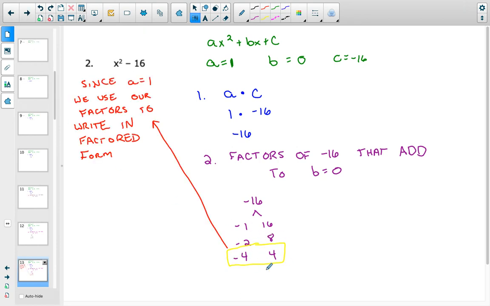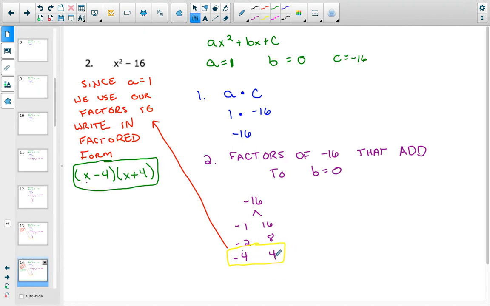Now in this example, since a is 1, we can use our factors to write in factored form. So I don't have to actually split the middle in this. I can just use these numbers as my factors. And here's what the answer looks like. I have x minus 4. I got negative 4 here, so I'm going to put that negative 4 here. So x minus 4, and then I'm going to do the same thing, x plus 4, which is plus 4 from right here.